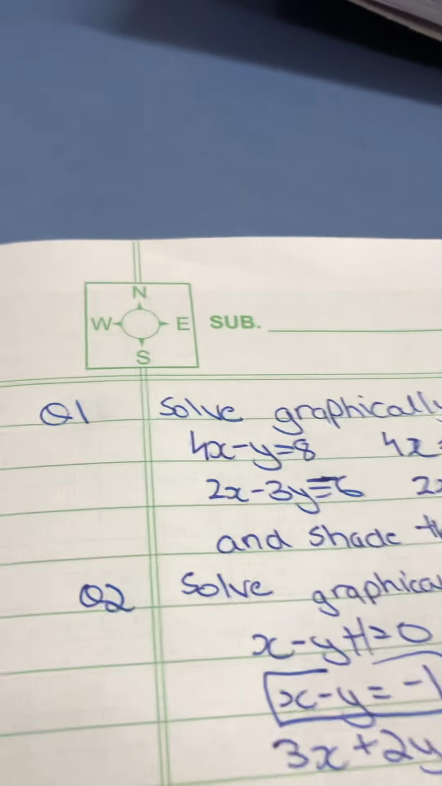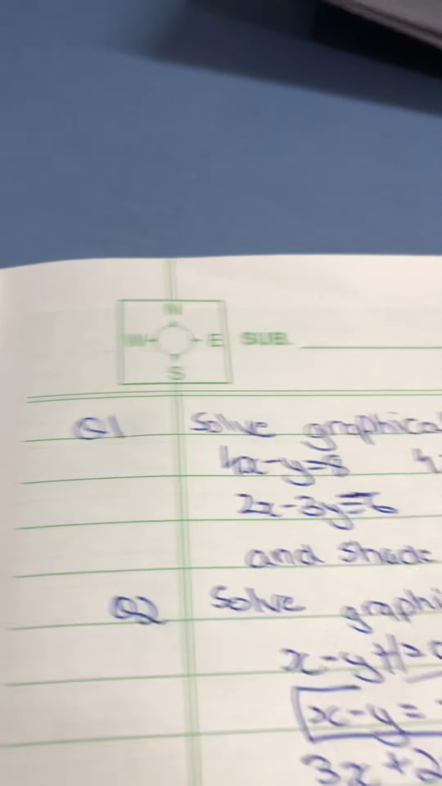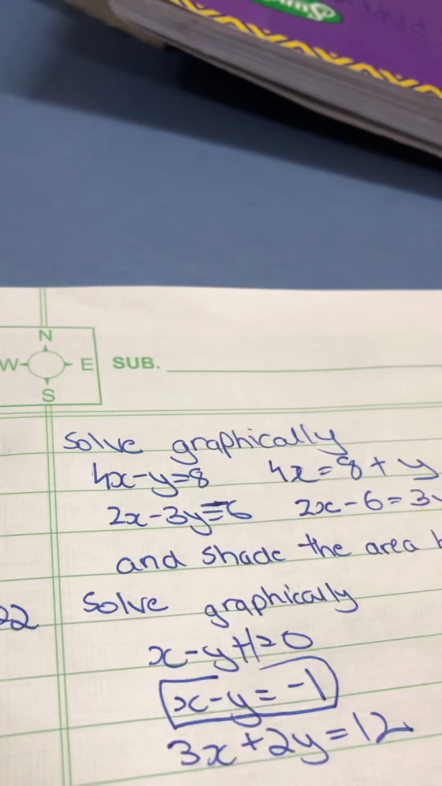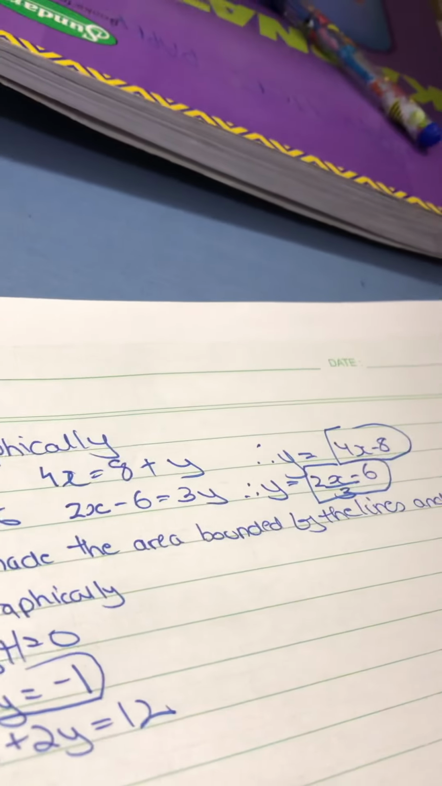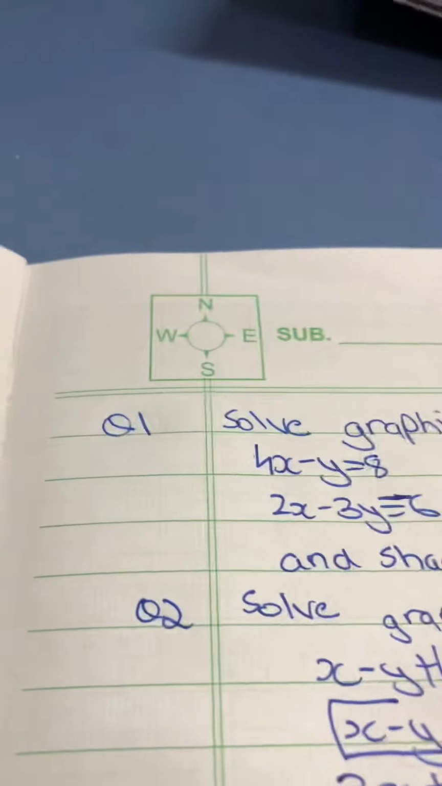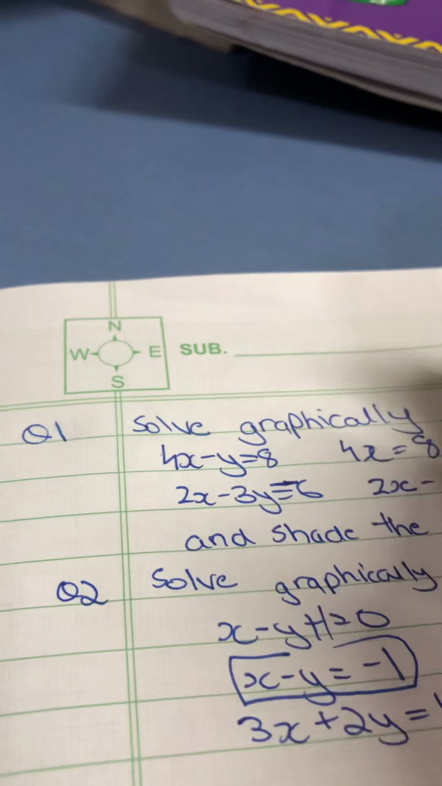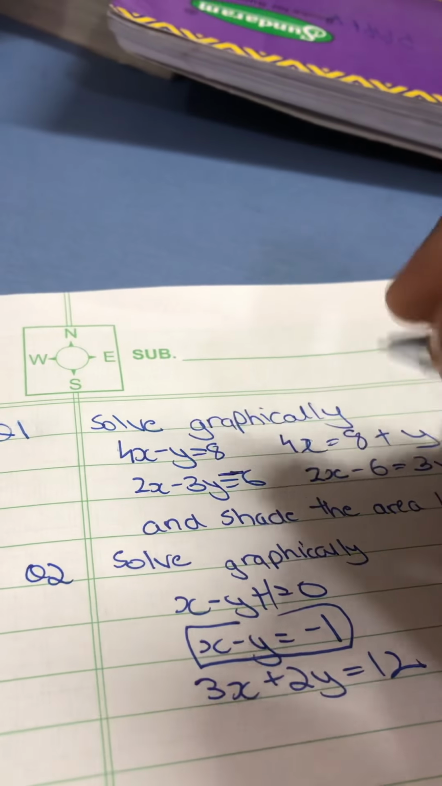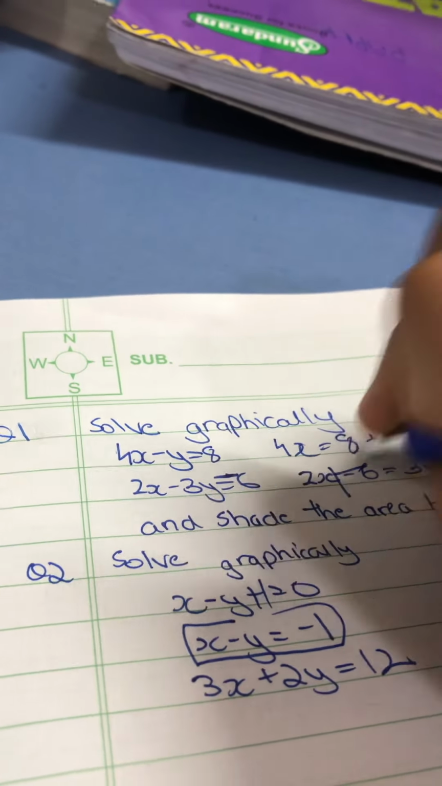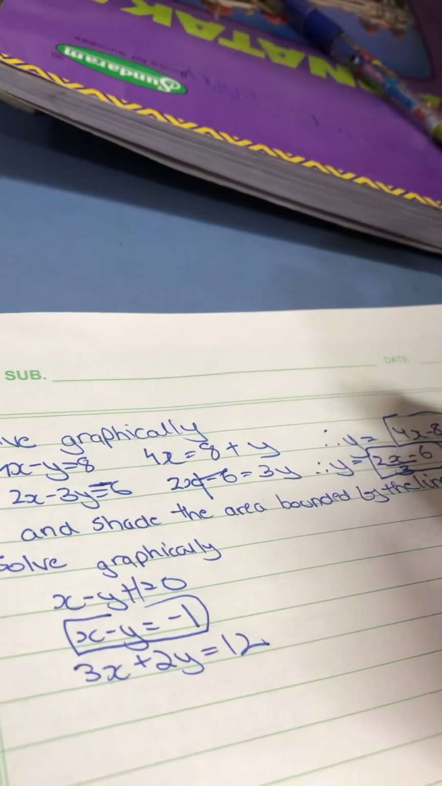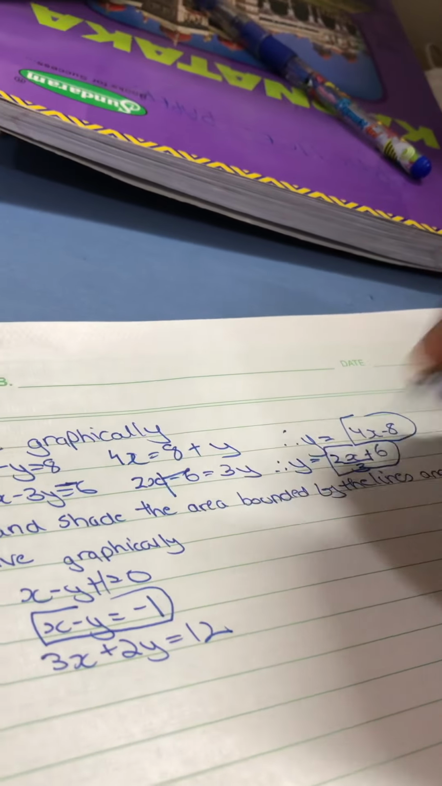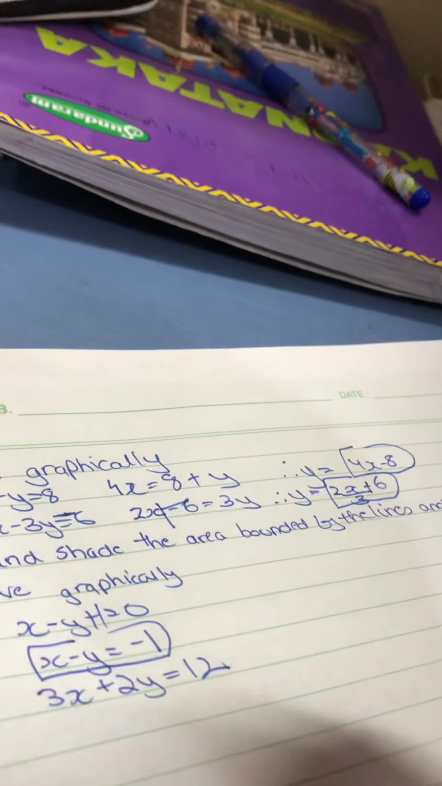Like 4x minus y is equal to 8. So 4x is equal to 8 plus y. So 4x minus 8 will be equal to y. And secondly, 2x minus 3y is equal to negative 6. So 2x plus 6 is equal to 3y. So y is equal to 2x plus 6 upon 3. So you can make solution sets for these both. Like I've already made the solution sets. In case you all do not get it, you all can refer.